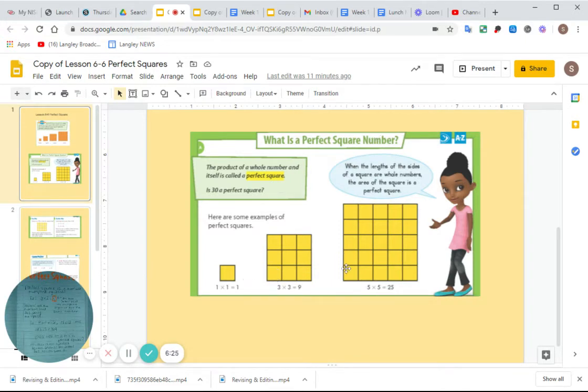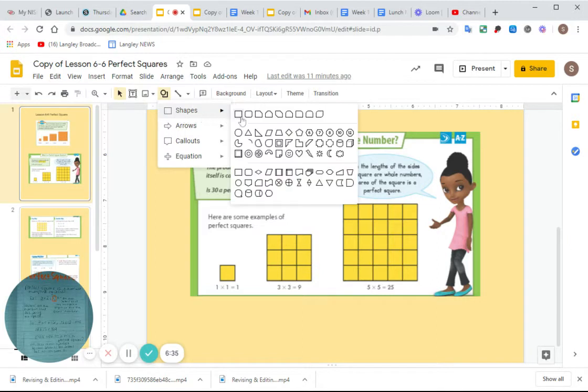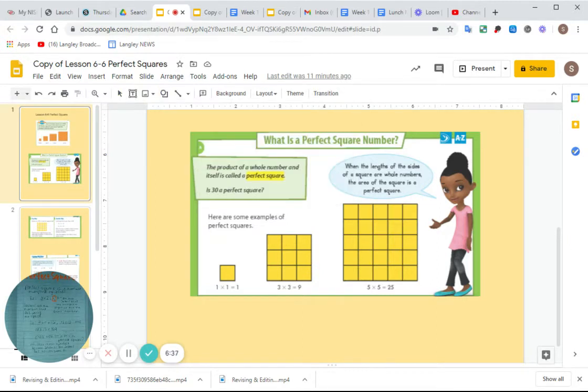Okay, so looking at our slide here, we have some examples of perfect squares. I'm going to take some shapes here because I don't have my little drawing tool, since I'm not doing Zoom. If I look at these examples, I have examples of perfect squares. 1 times 1 equals 1. That's why in this box, I have one box, because 1 times 1 just equals 1. Over here, for 3 times 3 equals 9, how many boxes do I have?